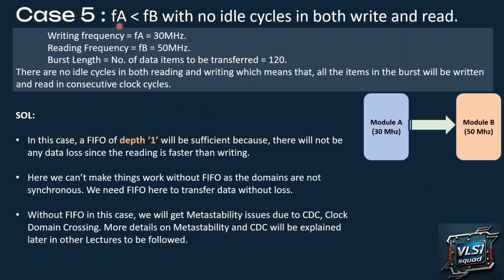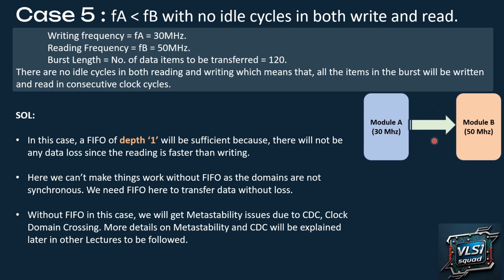In case 5, now this is a different case. Now we are taking the writer frequency as less than the reader frequency, and given that there are no idle cycles between any reads or writes, 30 MHz is the frequency of the writer, 50 MHz is the frequency of the reader, and the data items in a burst will be 120, same as the earlier case. We already talked about how a FIFO is only required when the writer is too fast and is sending data in bursts, and the reader is slower than the writer. So here, as the writer is slower than the reader, the reader can read anyhow because the reader is faster.